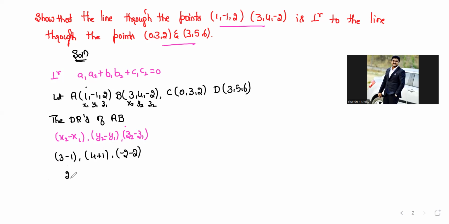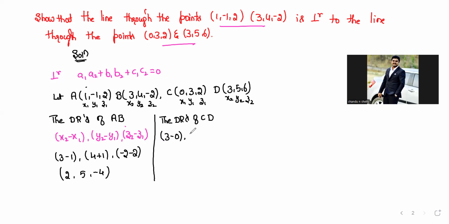So 3 minus 1 is 2, and 5, and minus 4. This is the direction ratios of AB. Clear? Now we want to find the direction ratios of CD. Now this is x1, y1, z1, x2, y2, z2. So the x2 value is 3 minus 0, and 5 minus 3, and 6 minus 2. Clear? So the direction ratio of CD is 3, 2, and 4.